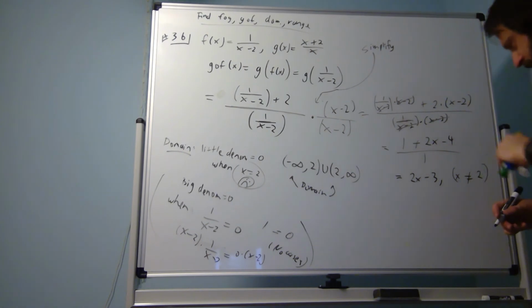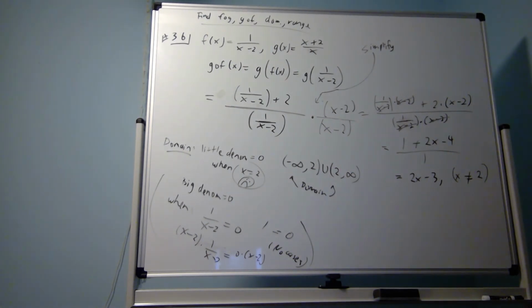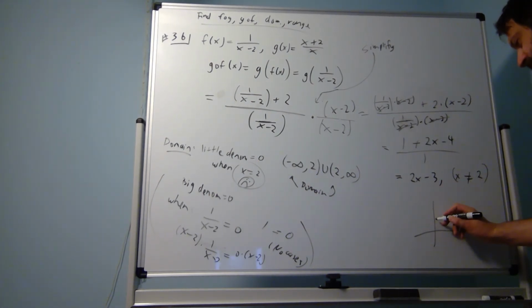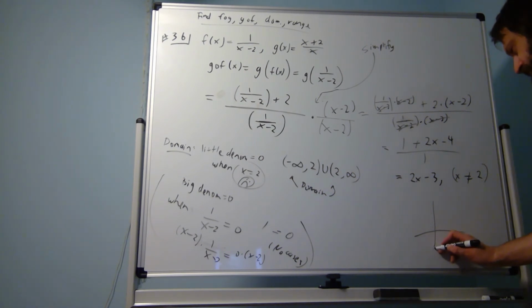Well, we had to make the assumption that x was not equal to 2, but for literally any other x value in the entire universe, g of f of x just simplifies, and that's it. We end up with just twice x plus 3. So if we were to graph this, it would actually be kind of interesting. We would have 2x minus 3.